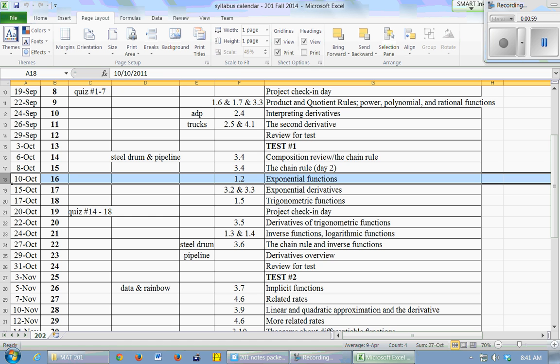And then we'll have a project check-in day and another quiz coming up the following week. The 20th of October, and that's a take-home quiz, just like last time.